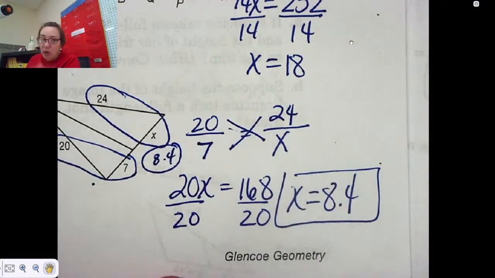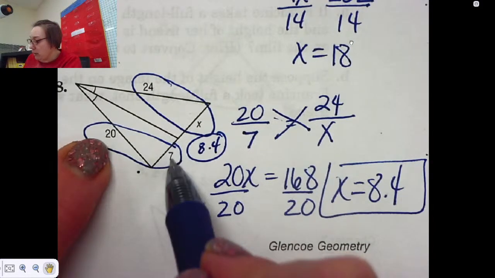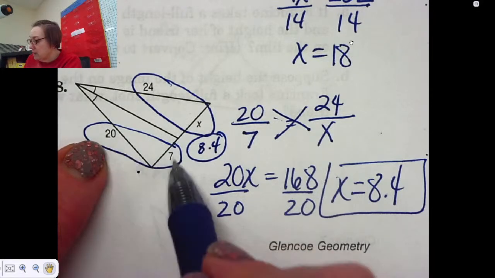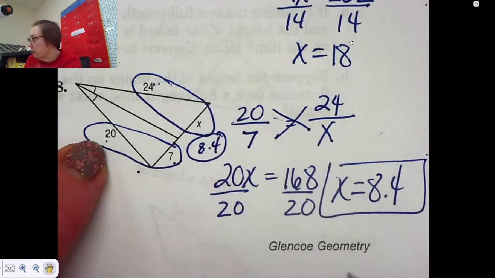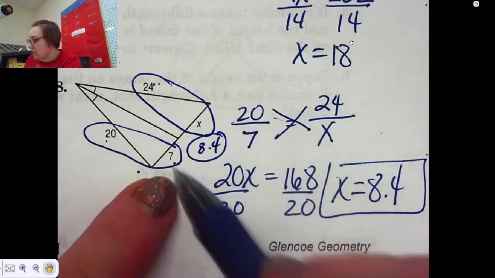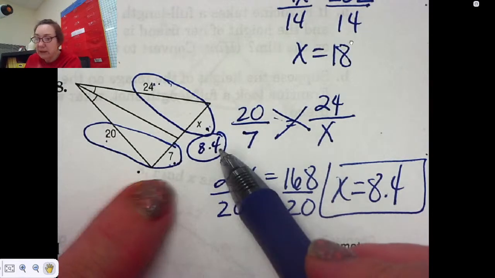Now, you know you can always check to see if this makes sense, right? So we know if we look at 20 and 24, 24 is the bigger side, right? So we look at 7 and this x, this one should be the bigger side, right? Is it? Yeah, it is.